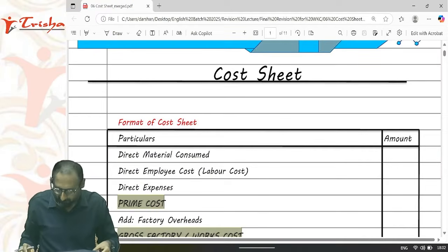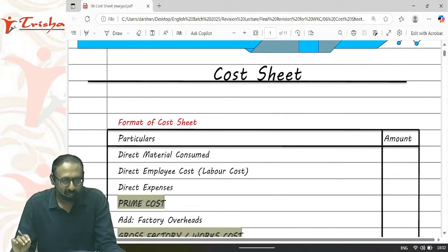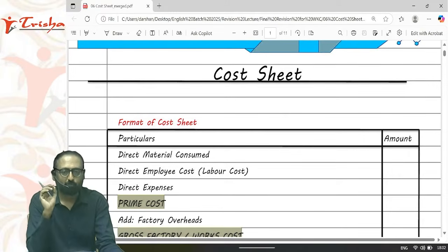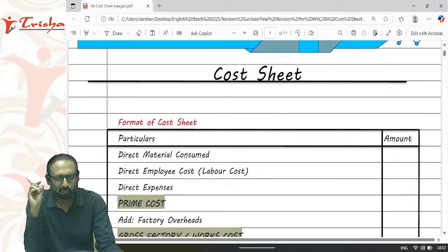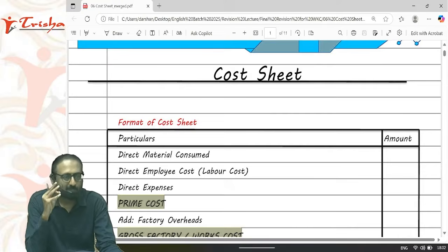So without wasting any time, let's start with the first topic, that is a cost sheet. So boys and girls, first of all, we are going to discuss the format of the cost sheet. Then we'll go through all the important points, all the tricky points. Then we are going to solve 3 questions on cost sheet as well. And all the 3 questions are important, all tricky questions we are going to solve.